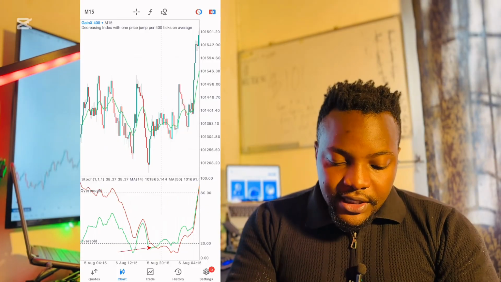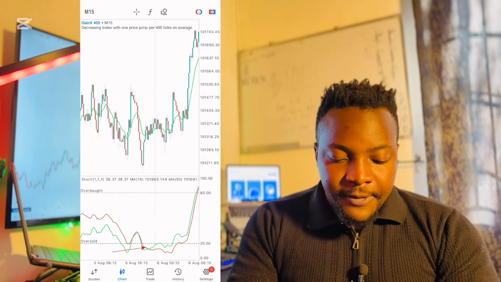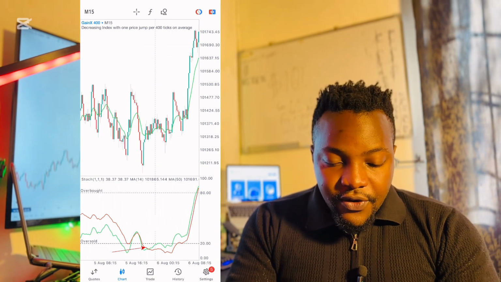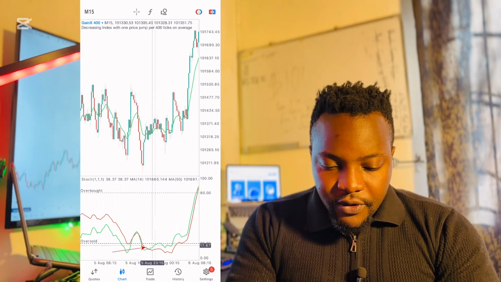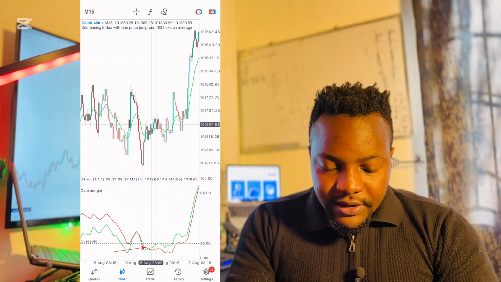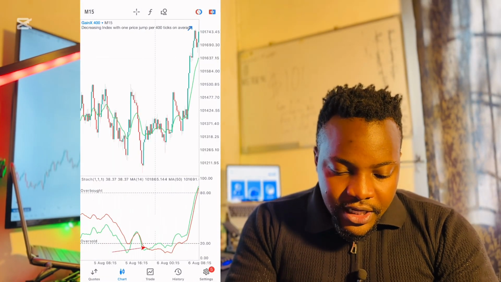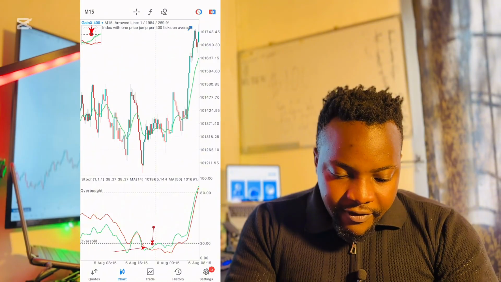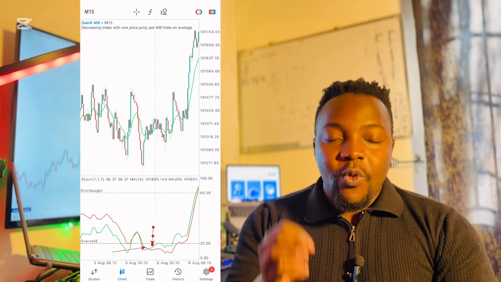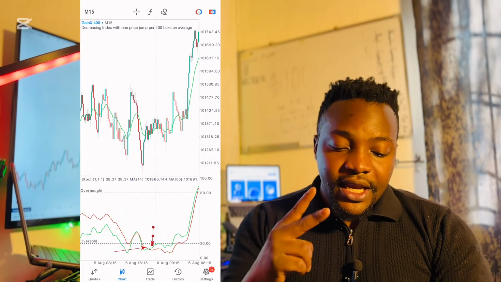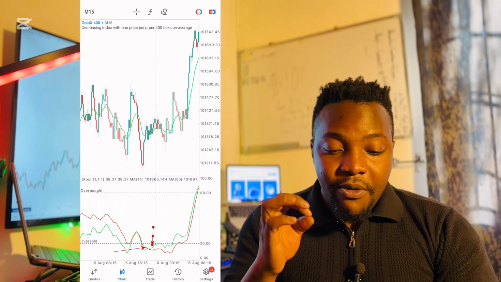Okay, once you see that, the next thing that you have to check is the position of the green line as well down here. Okay, not the one on the main chart, but down here. If you see that green line starting to cross and going above your red line while it's still in the oversold section, that's your second condition of a possible buy trade.